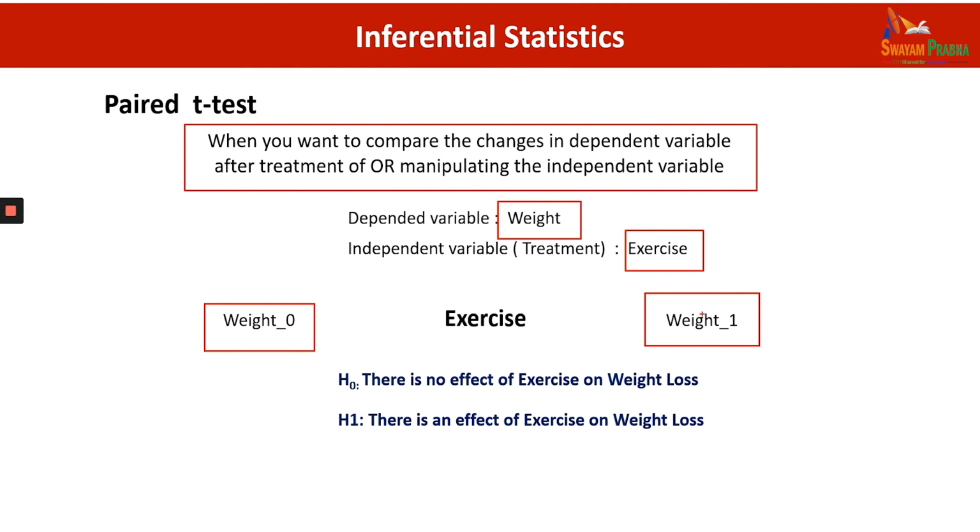Now what will this paired t-test tell you? What is our interest? We want to see whether, because of exercise, weight has significantly reduced or not. We will see whether from weight 0 to weight 1 it is reduced significantly or not. That will be tested statistically with the help of the paired t-test. So for this example, let us say our null hypothesis is that there is no effect of exercise on weight loss. Alternatively, there is an effect of exercise on weight loss.